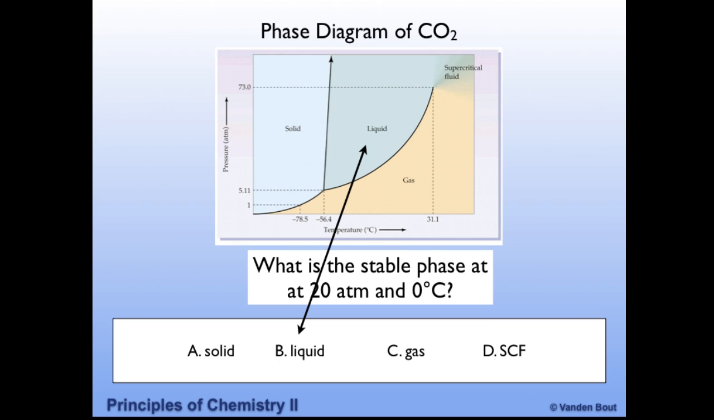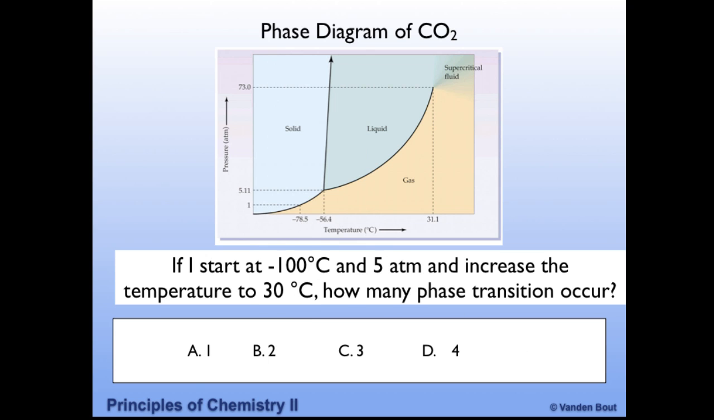So the answer is the liquid phase. So if I go to 20 atmospheres, which I can read off of this has got to be somewhere between the triple point 5 and the critical point 73, and a temperature of 0 degrees C, which is sort of vaguely in between minus 56 and 31, I'm smack dab in the middle of the liquid phase.